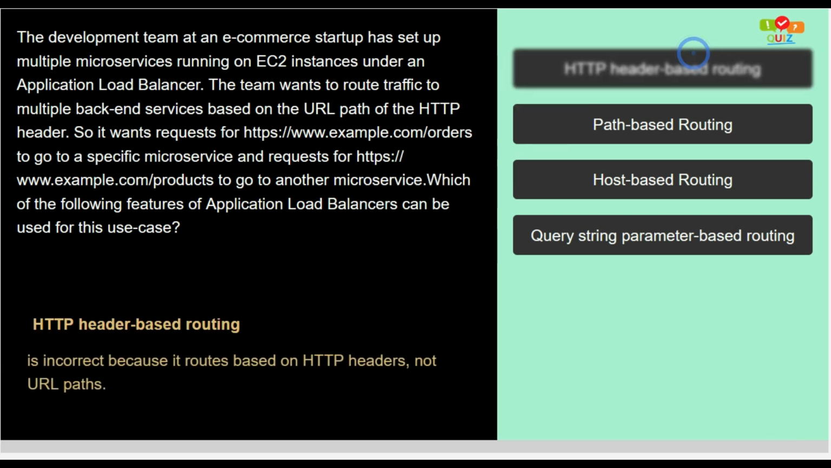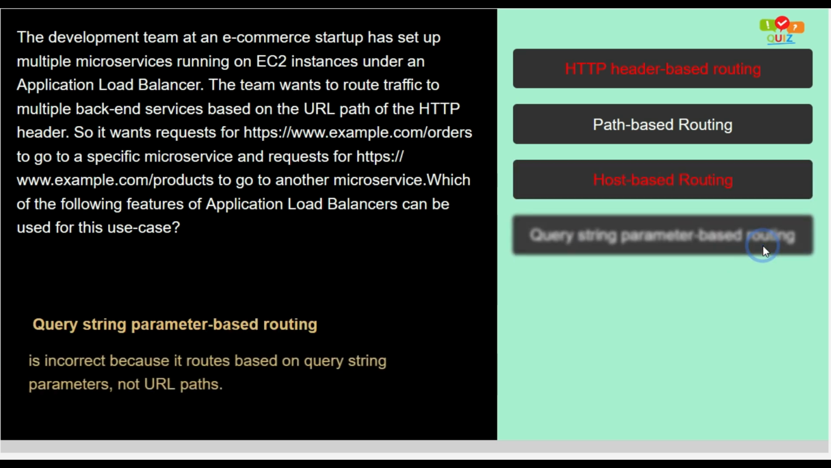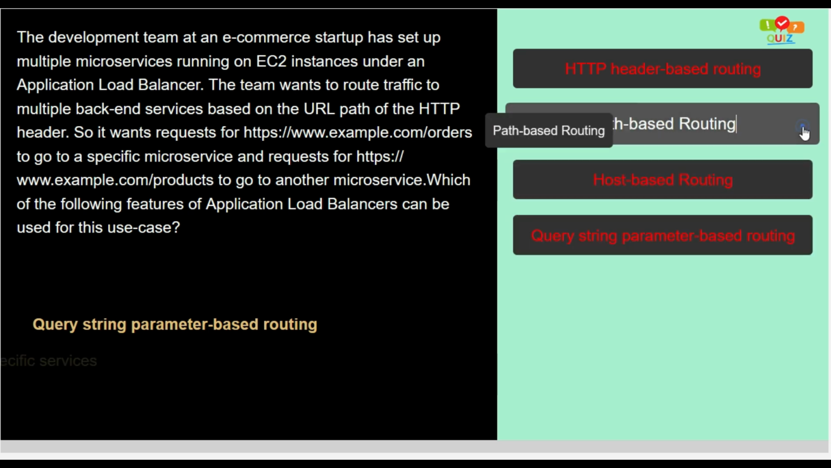Option 1, HTTP header based routing, is incorrect because it routes based on HTTP headers, not URL paths. Okay, so this is the wrong answer. Option 3, host based routing, is incorrect because it routes based on the domain name, not URL paths. So option number 3 is also the wrong answer. Option 4, query string parameter based routing, also incorrect because it routes based on query string parameters, not URL paths. So option number 4 is also the wrong answer.